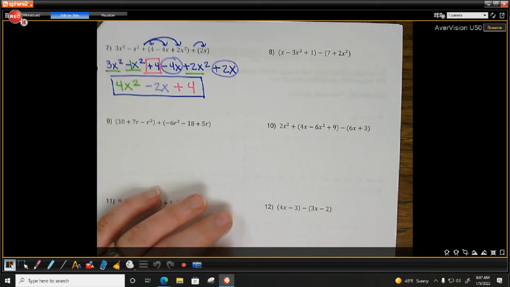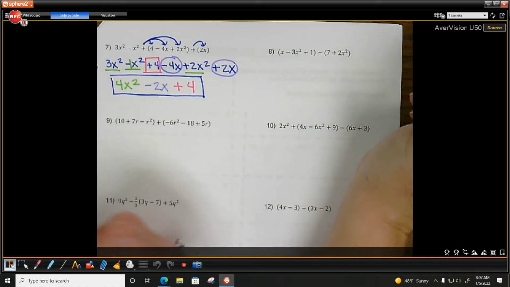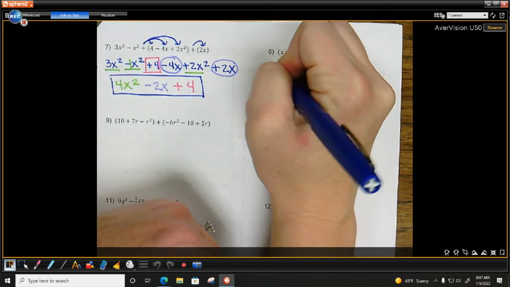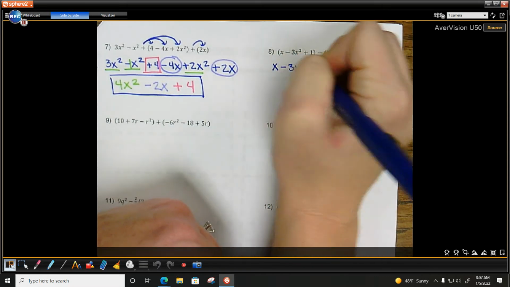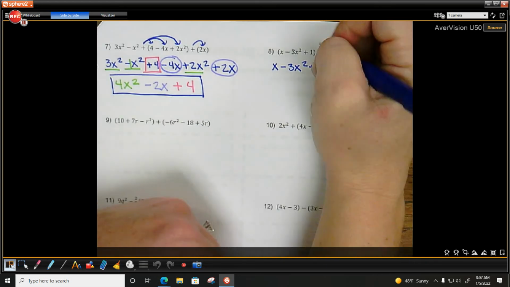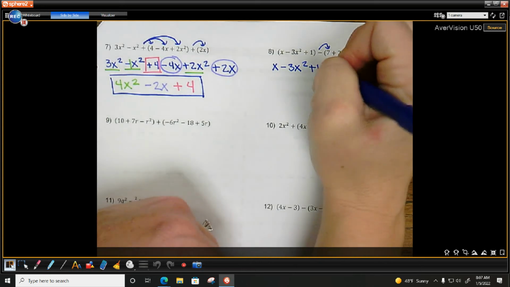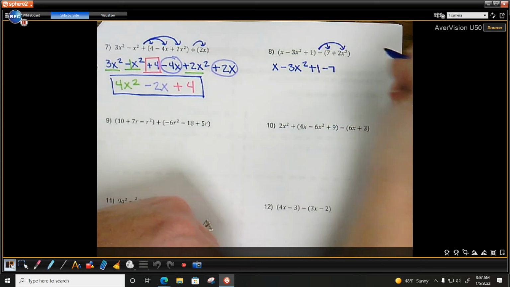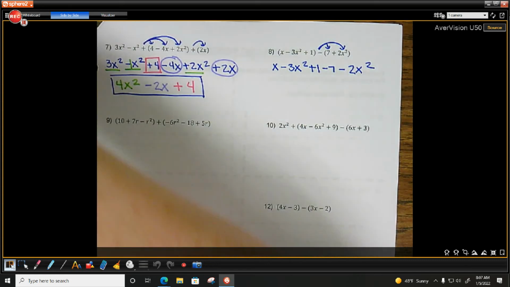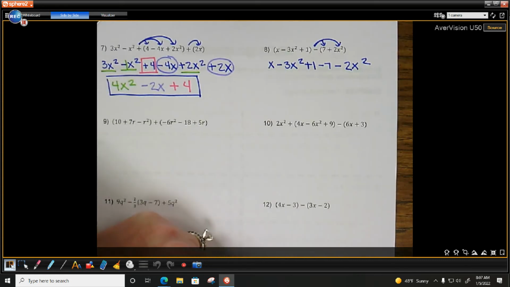Okay, next one. This looks more like the ones we did on the front, but it's also kind of in a weird order, right? Anything in front to distribute to the first parenthesis? No. What's in front of the second parenthesis to distribute? So what's a negative times 7? What's a negative times 2x squared? Okay. Which term should we really start with, guys, if we want it in the correct order? The x squared. Good job.